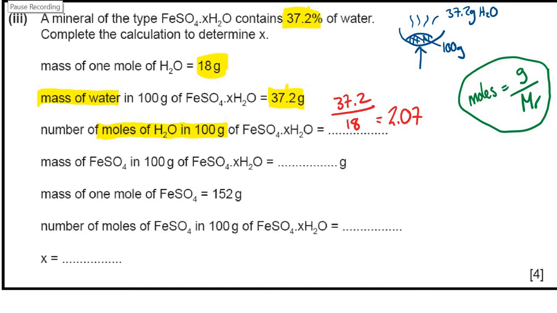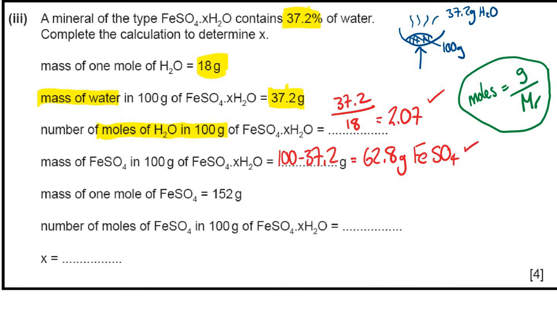So you can see here, I'll just draw a little diagram. 100 grams you started with, heated it up, 37.2 grams of water left. So it's 100 minus 37.2 equals 62.8 grams, and that's of the anhydrous iron sulfate. It hasn't got any water in it now because it's all left. So we've got 1 mark here, we've got 1 mark here, we've got 2 marks out of 4.